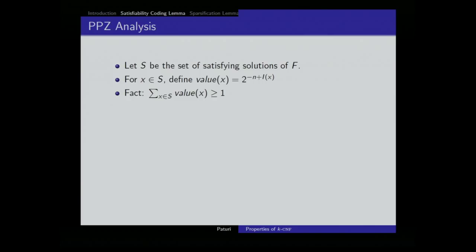It turns out the sum of the values over the set of satisfying solutions, assuming the size of S is at least 1, is at least 1. A simple induction will prove that. So the idea is the following: either there's at least one isolated solution, in which case the value is high because of the degree of isolation, or there are many solutions which are not isolated. Then they all contribute small value, but they all sum up to be at least 1.